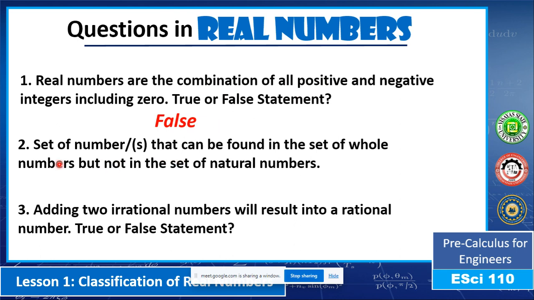So next, a number or numbers that can be found in the set of whole numbers. We can find it in the whole numbers, but we cannot find it in the natural numbers. So what is that?